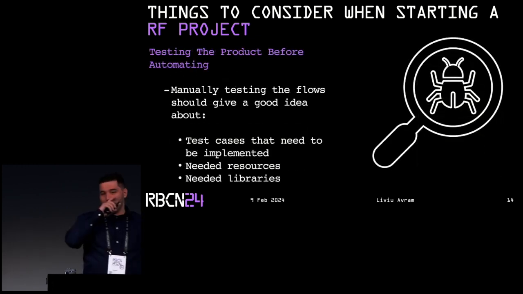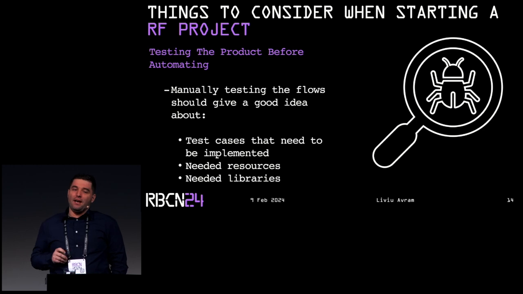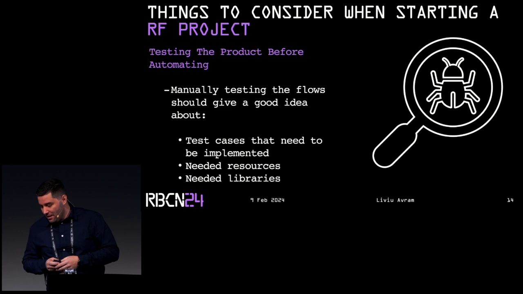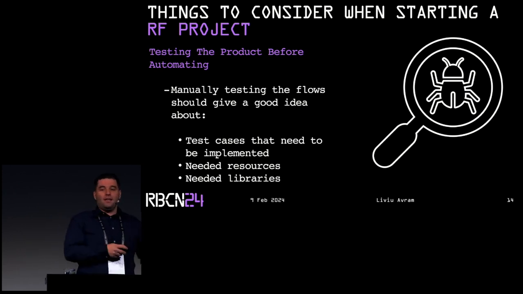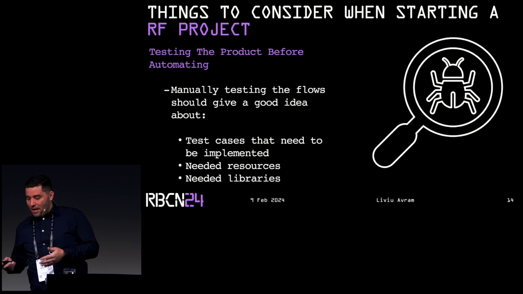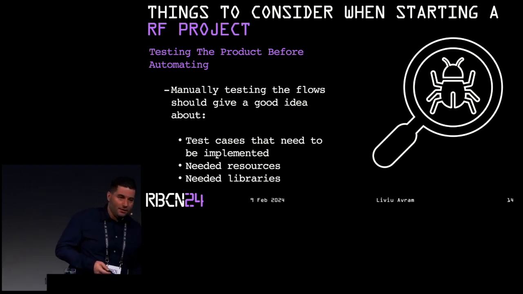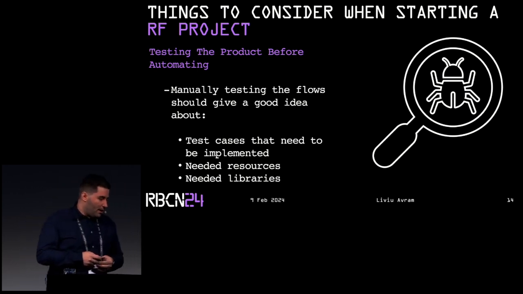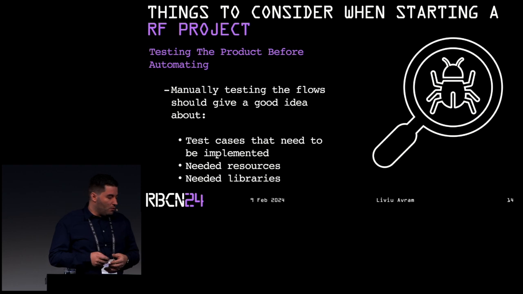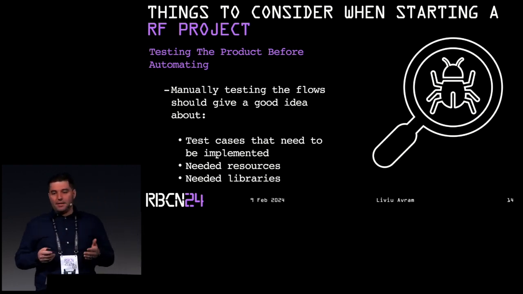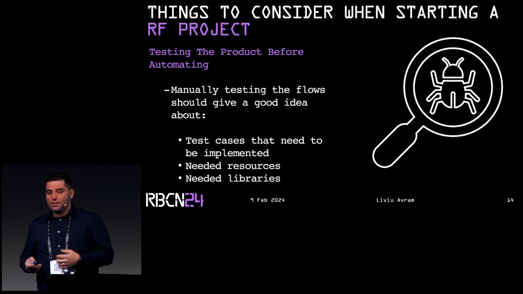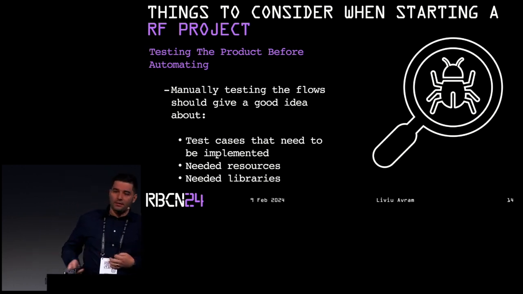So then we ask ourselves the question, if we don't have documentation and that is not a starting point, what do we do? Well, if there are no test cases either, we begin by manually testing the flows of our project and go through as many scenarios as possible. And with this, you will be able to detect the test cases that need to be implemented in order for you to automate them.